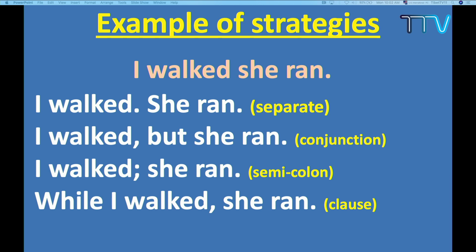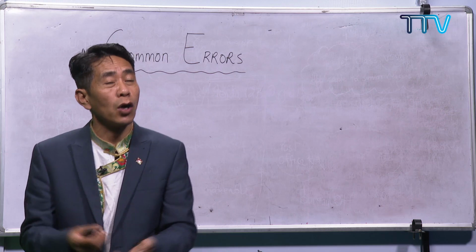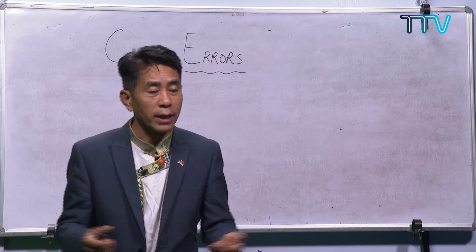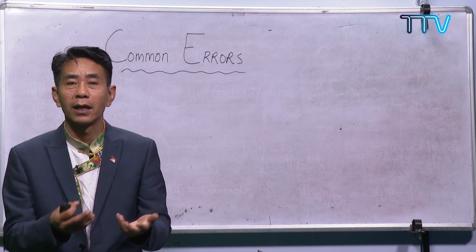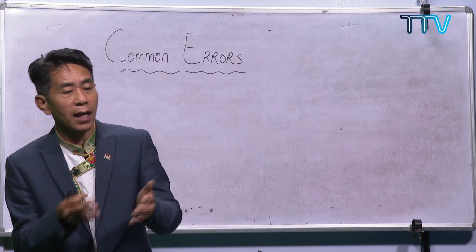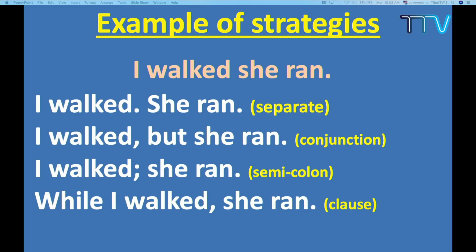Now I told you about the clause. In order to correct a run-on sentence, sometimes we use a clause. For example, while I walked, she ran. While is a clause: while I walked. You got it? And she ran. So this is how we correct run-on sentences. I want you to Google it, and you will come across more examples.